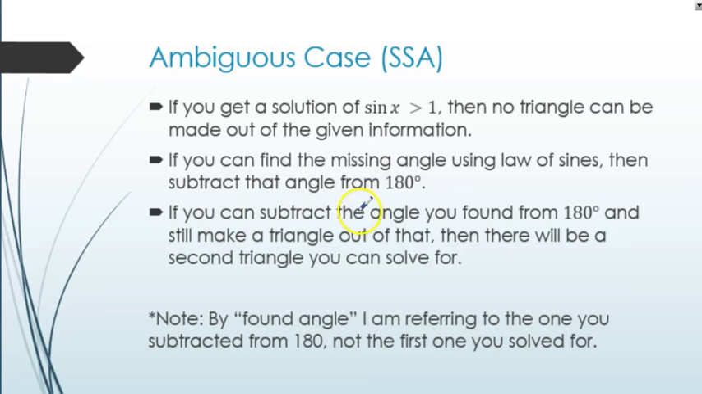If you can subtract the angle you found from 180 and still make a triangle out of that other measurement as well, then there will be two triangles to solve for. If subtracting the angle you found using law of sines from 180 makes the angle measurements add up to something greater than 180 degrees, then you cannot make a second triangle out of that one. So I'll try to demonstrate all of these. I know it's going to sound weird until you actually see it in action.